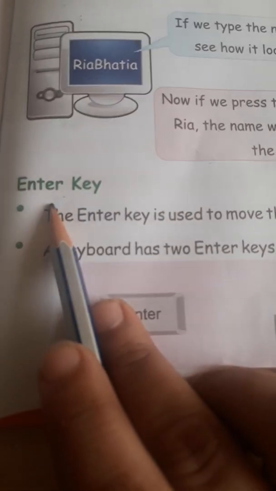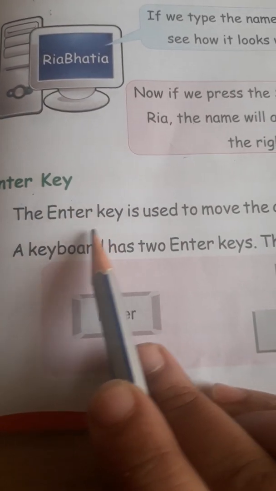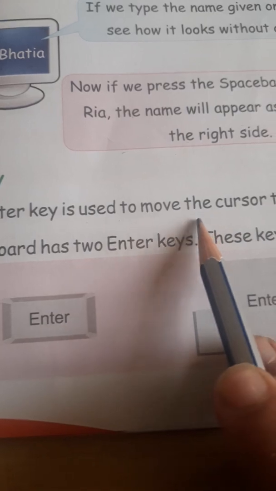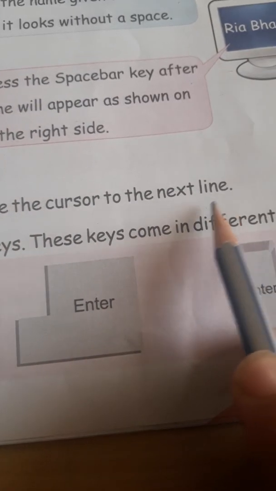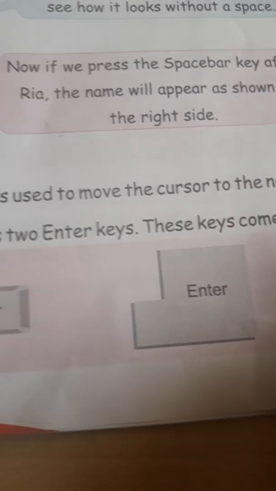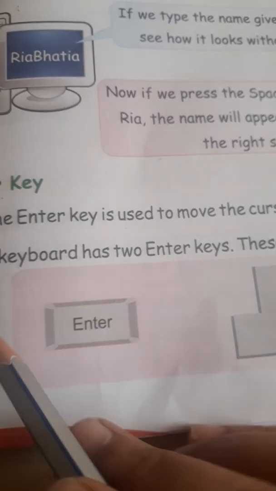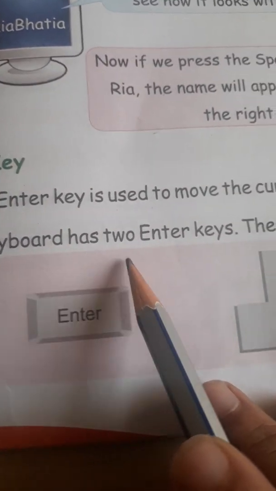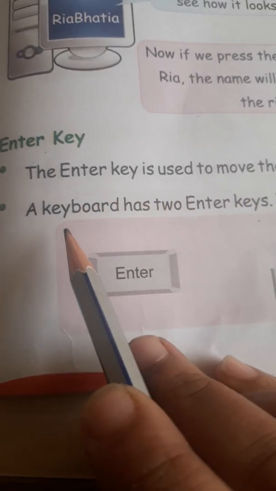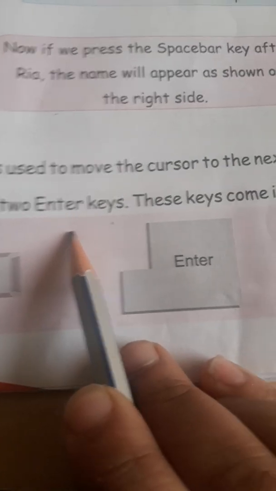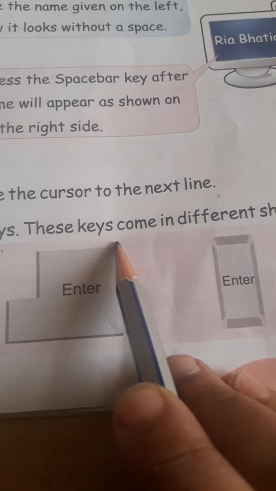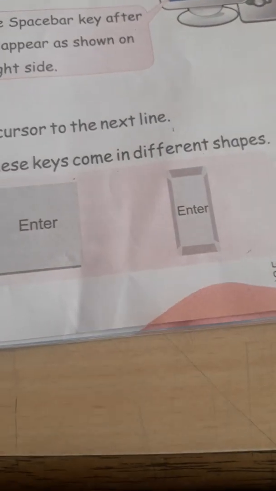Next one is enter key. The enter key is used to move the cursor to the next line. Why do we use enter key? So that we can move the cursor to the next line. A keyboard has two enter keys. It is very important for you to know that a keyboard has two enter keys and these keys come in different shapes. These are the three different shapes of enter keys, right? Okay, let's move on.